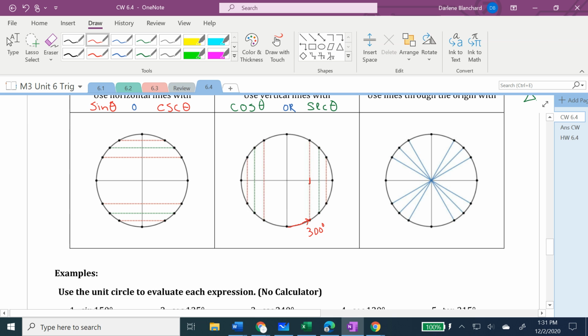And again, these three x-coordinates that I just pointed out, there are only 3 x-coordinates of a whole bunch of other x-coordinates that exist around this circle. These are just giving us some reference points to begin to build an understanding of all of the angles in between.